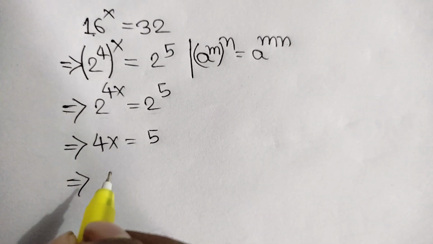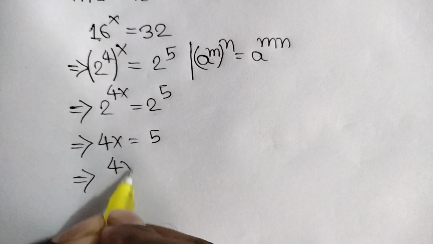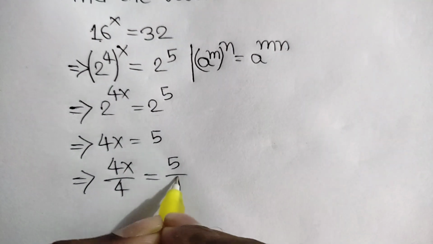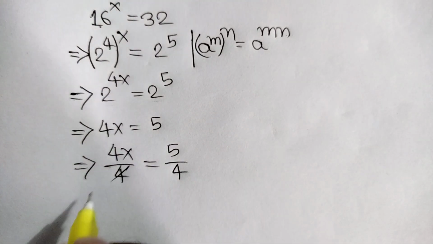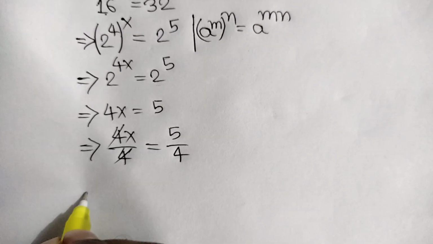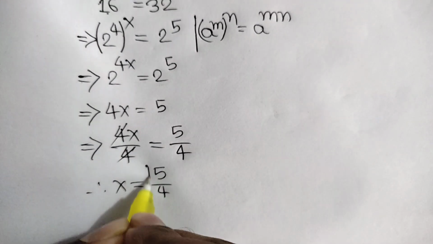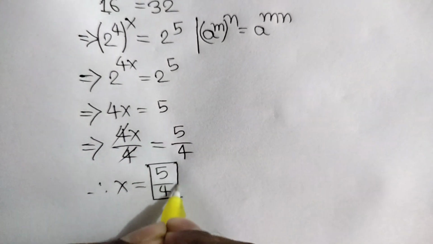Now on both sides we can divide by 4, we can retain 4x over 4 is equal to 5 over 4. Here 4 cancels out this 4, so x is equal to 5 by 4. This is the value of x.